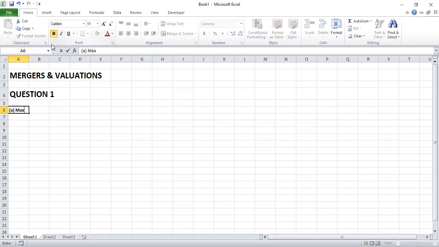Right. The maximum purchase price, normally we check the present value of future net cash flows, including synergy benefits.